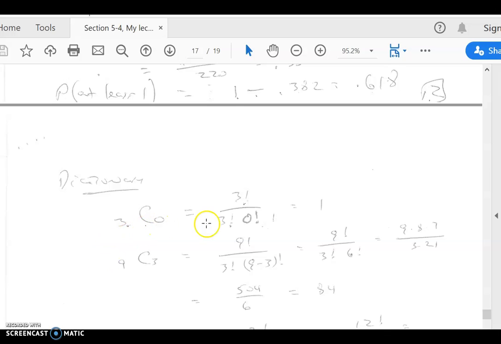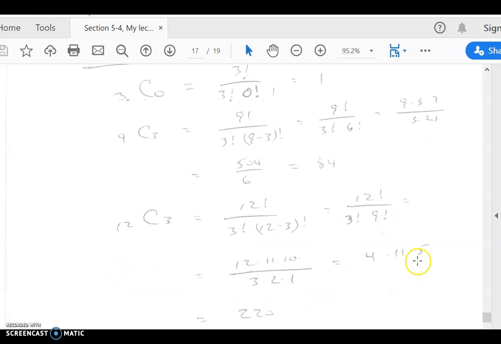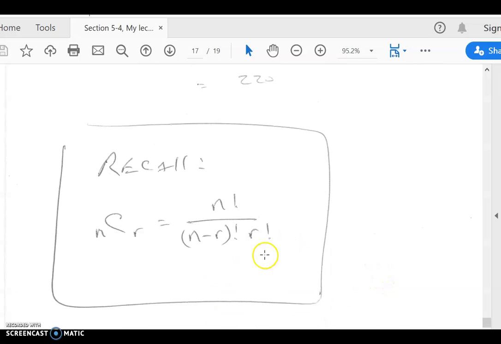So 3 choose 0, boom, here it is. 9 choose 3, that's 9 factorial over 3 factorial times 9 minus 3 factorial, and so on. I work it out. Same thing here. 12 choose 3, I write it out, okay? So I recommend that as a technique, and then here's the formula that I write down for myself, for my own benefit.